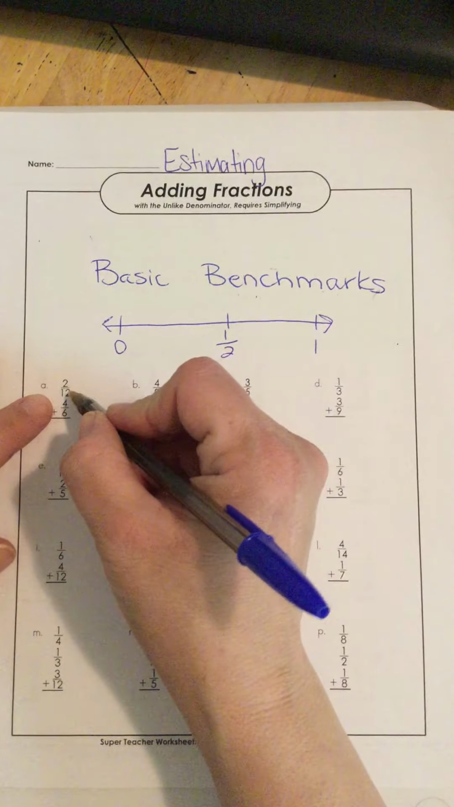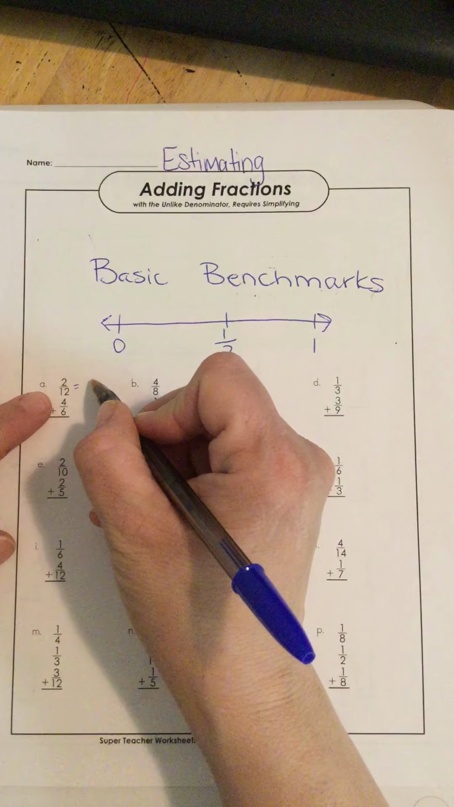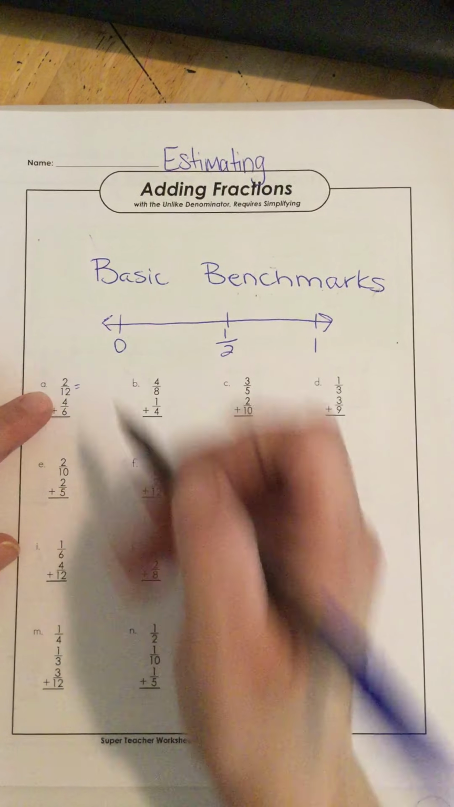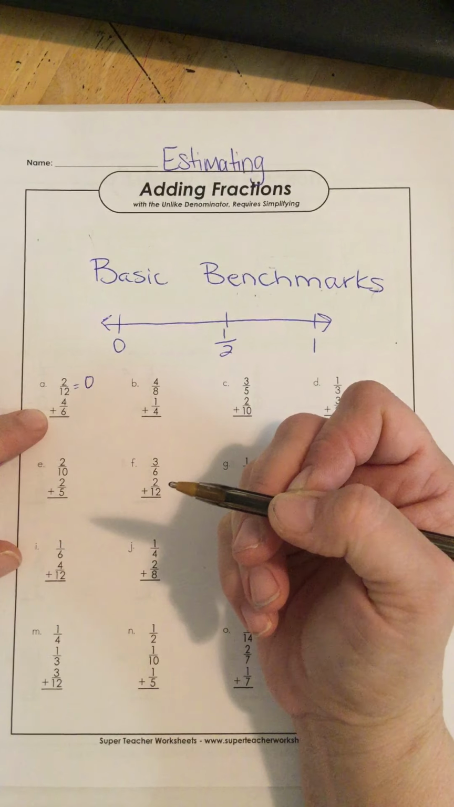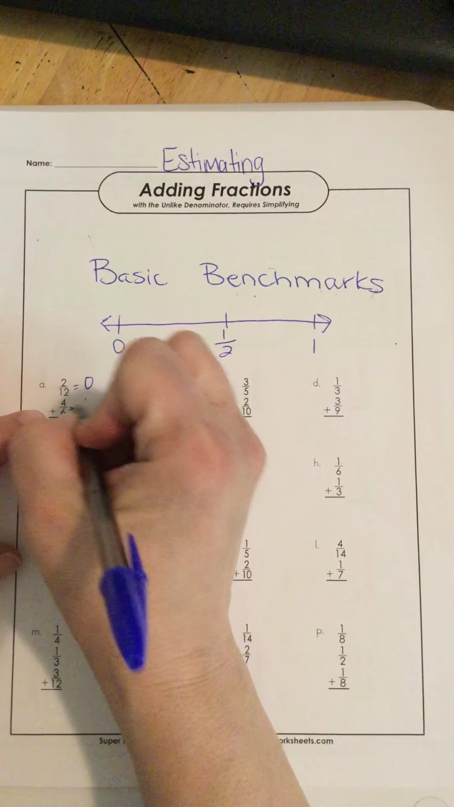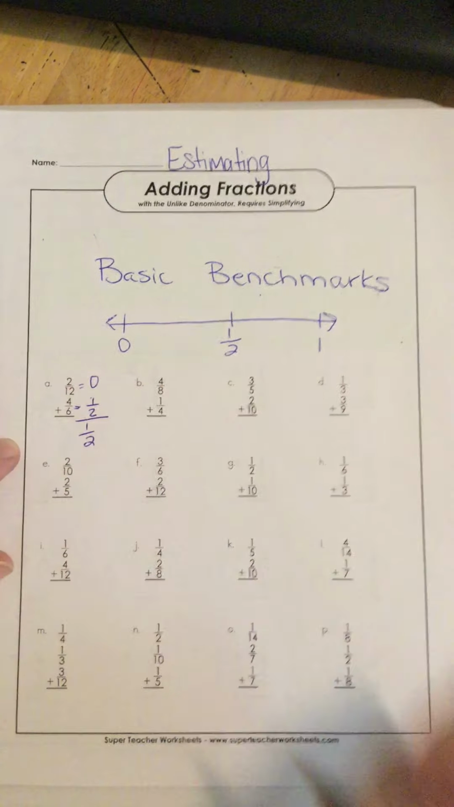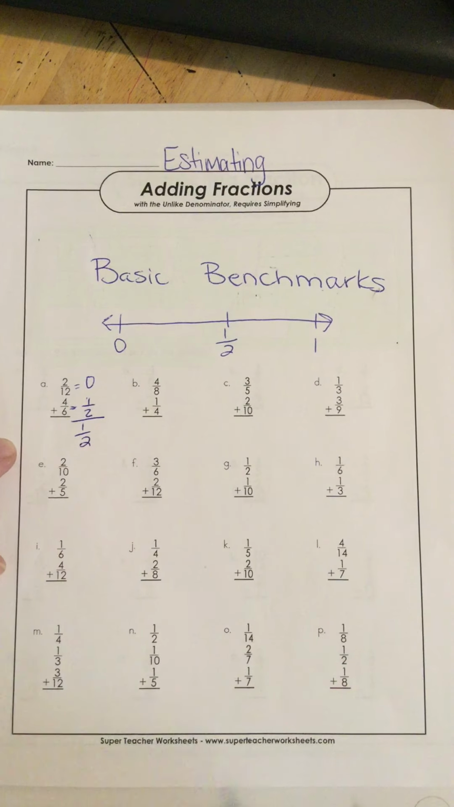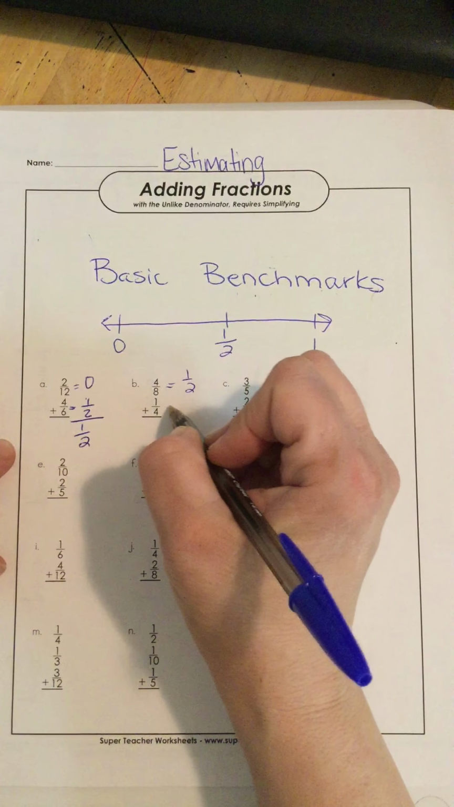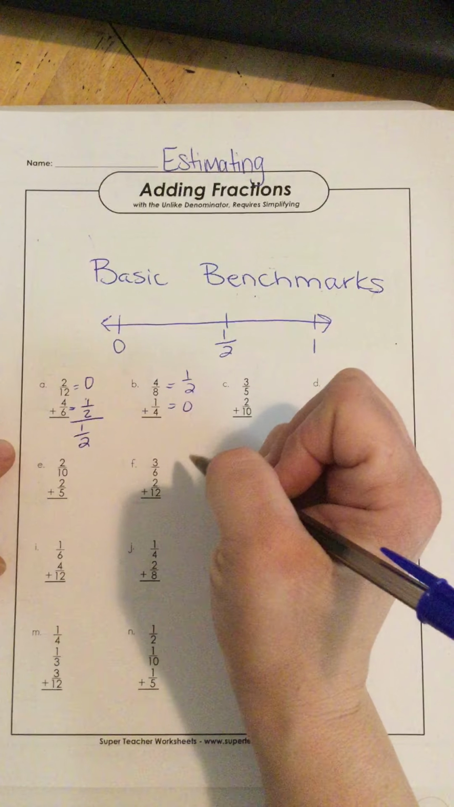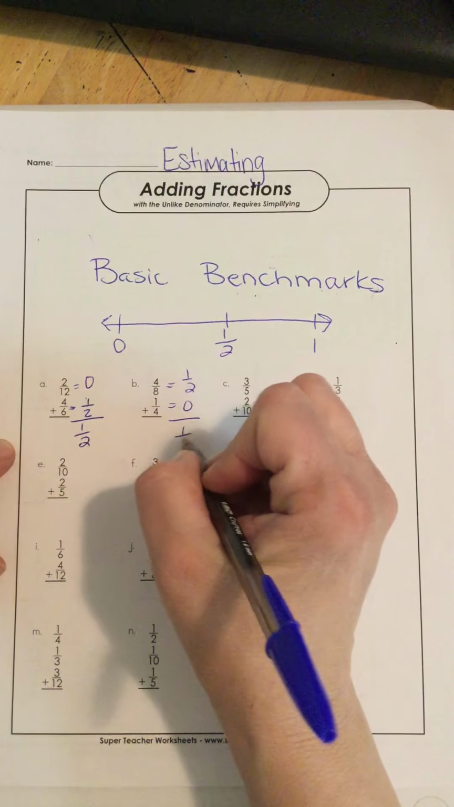Okay, so 2 over 12. What would you estimate 2 over 12 to be? 0. And then 4 over 6, 1/2. So my answer would be 1/2. Okay, 4 over 8 is 1/2. And 1 over 4 is 0. So you would estimate that 1 1/2 plus 0 is 1/2.